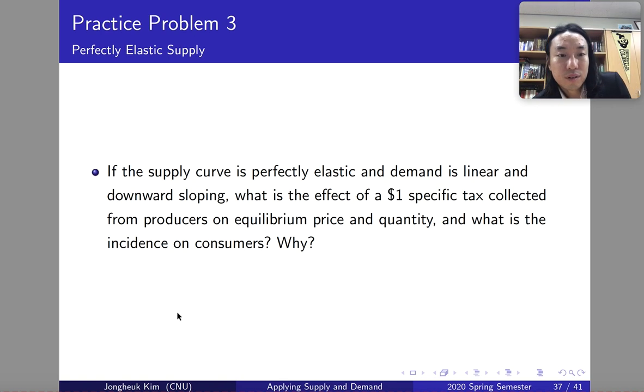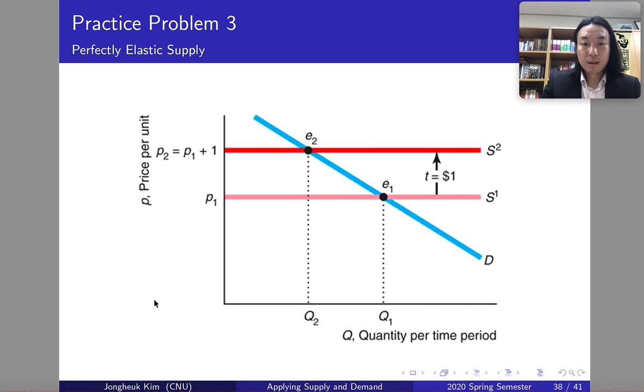Okay, so this problem is the extreme case of the example where the supply curve is perfectly elastic, which means that your supply curve is really sensitive to the price changes or to the tax changes. And the demand is normal, which means it is linear and downward sloping like a normal demand curve. So there is a $1 specific tax collected from the producers. Then what is the tax incidence? Let's see the graph.